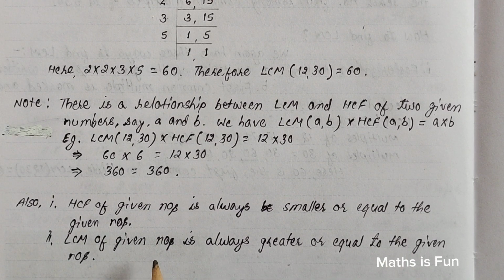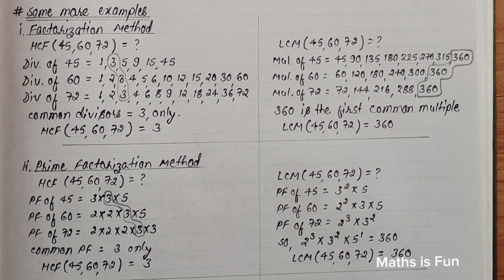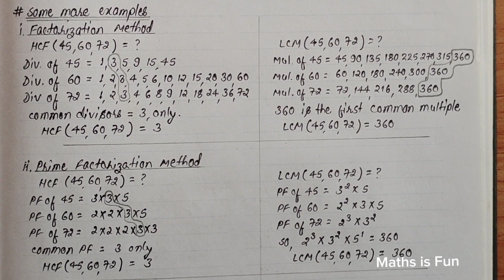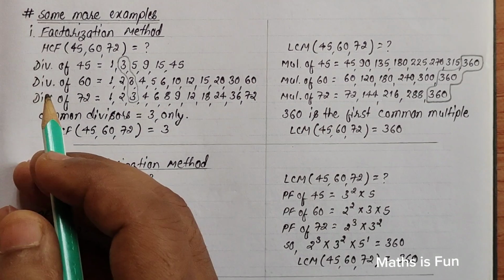This is because LCM is a multiple, and multiples are always greater than or equal to the given numbers. Friends, I am hopeful that you have understood LCM and HCF very well. I am going to present you some more examples using the three methods, that is factorization method, prime factorization method and division method. This time I will be using three numbers.